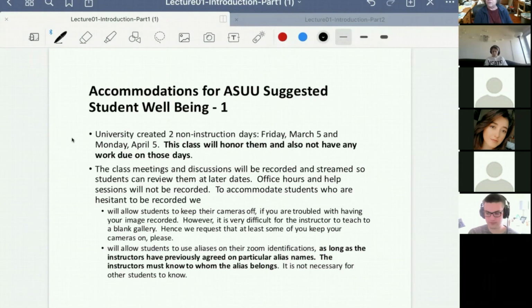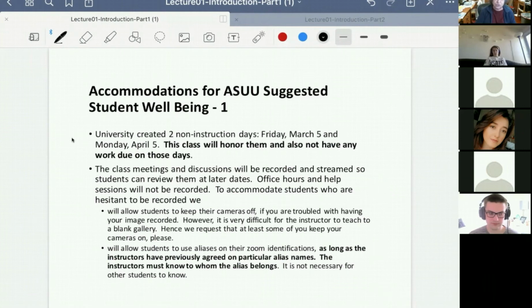Number one, the university created 2 non-instruction days, Friday, March 5th and Monday, April 5th. This class honors them and will not have any work due on those days. And of course, there are no lectures on Mondays, and there will be no discussions that Friday. Class meetings and discussions will be recorded and streamed, if I ever get that working, so they can be viewed at a later date. If I can't stream, they'll be recorded and then uploaded afterwards. Office hours and help sessions won't be recorded.